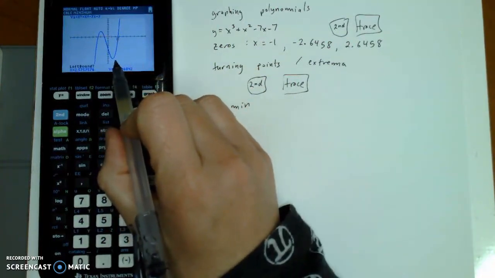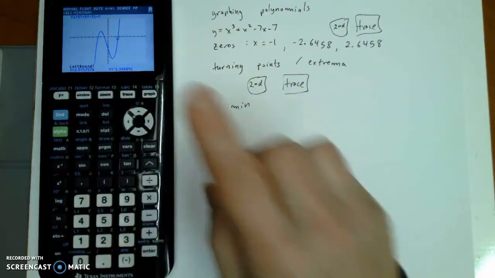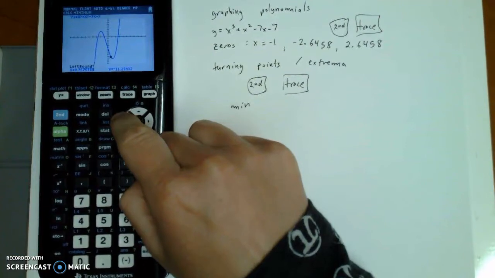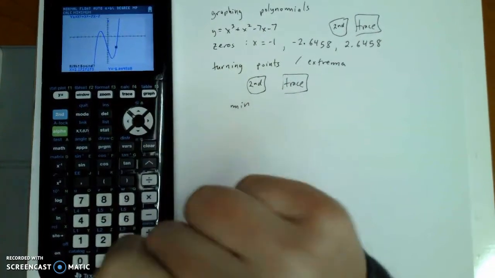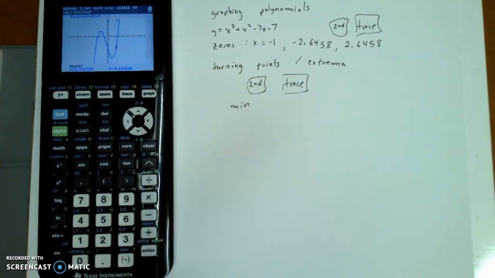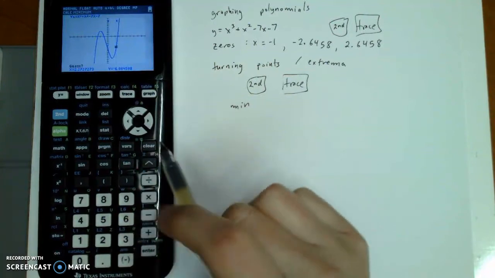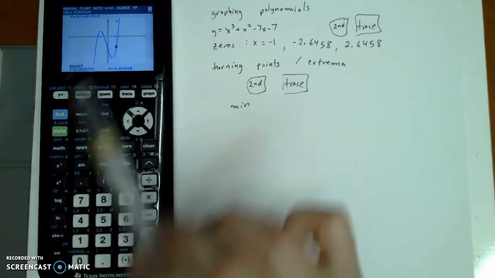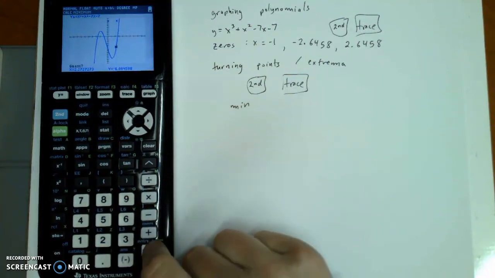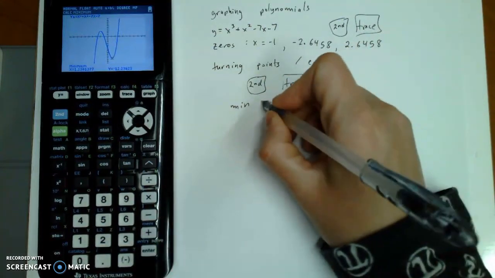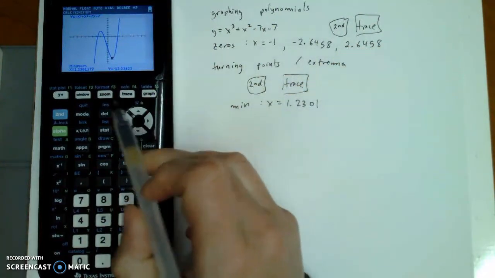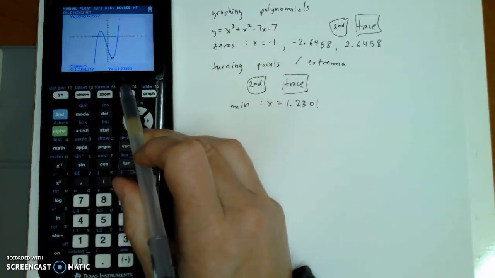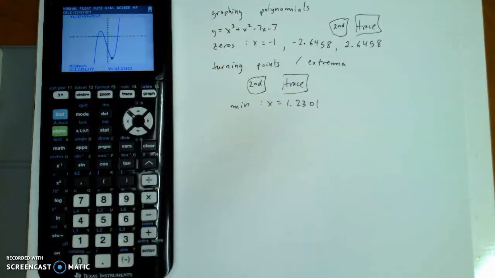Now, the minimum is this, not this. So let's make sure we are somewhere to the left of that. And let's hit enter. And then somewhere to the right of that. And just like our other options, it will then ask me to guess. But as always, I don't actually have to move that cursor. I can just leave it as is and hit enter. And it looks like my minimum is at about 1.2301. As always, we are given that y value as well.